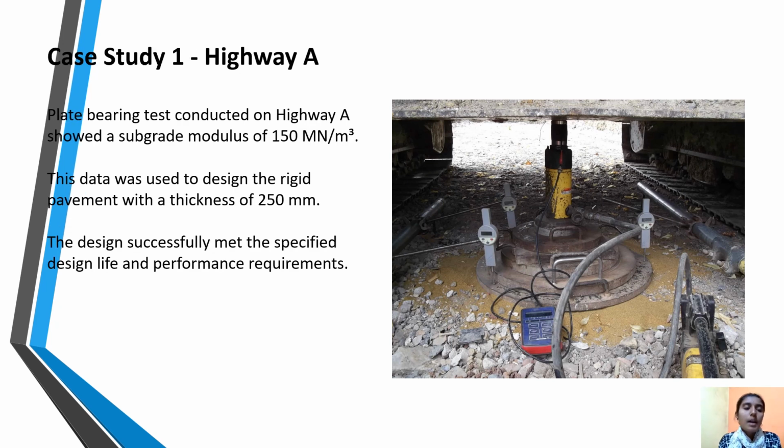Case Study 1. Plate bearing test conducted on Highway A showed a subgrade modulus of 150 MN per meter cube. This data was used to design the rigid pavement with a thickness of 250 mm. The design successfully met the specified design life and performance requirements.